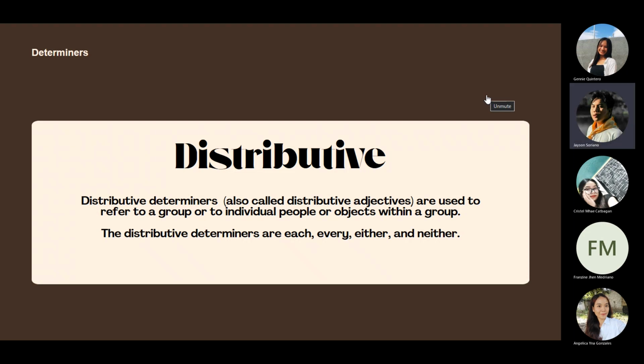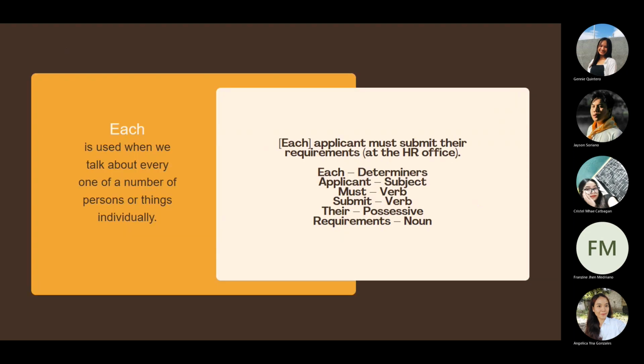Next slide. So since we already know what distributive determiners are, now let's dig deeper into what those determiners are. First we have each. Each as a determiner is used when we talk about every one of a number of persons or things individually.